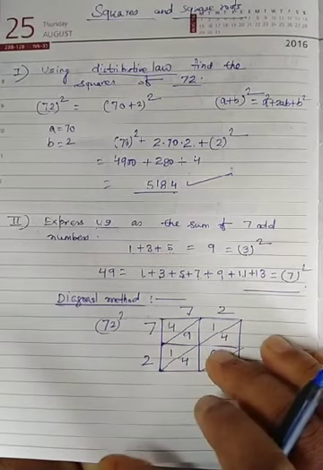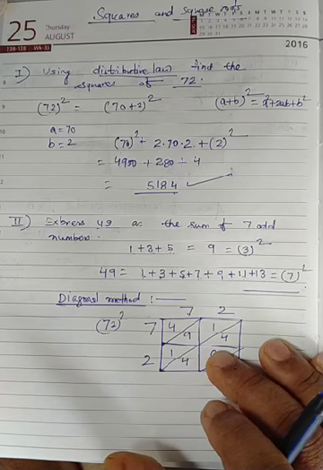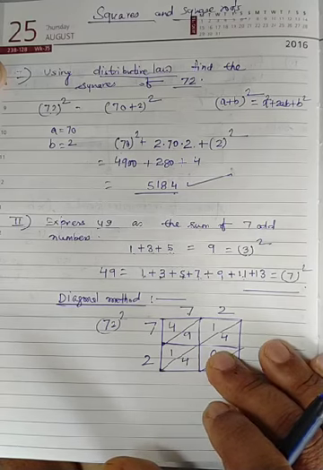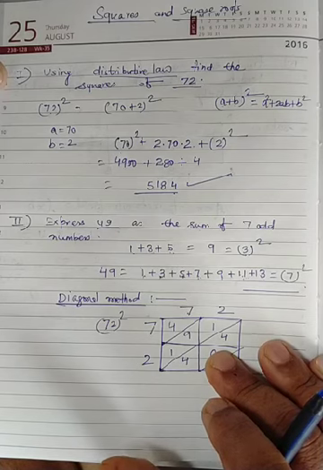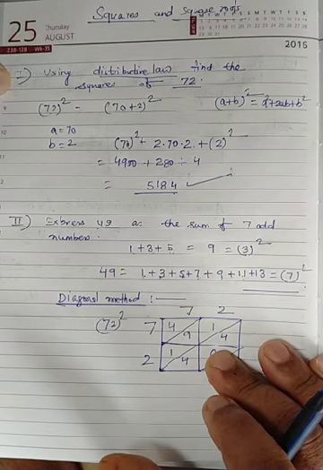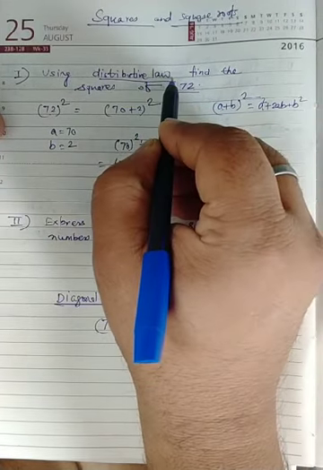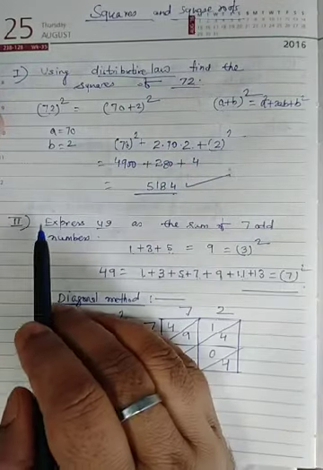Hello students, today the topic that we have picked for square and square root is distributive law, diagonal method for finding the squares and repeated subtraction method. So one by one we will understand how we can get the square of any number. First is distributive law. Using distributive law, find the square of 72.